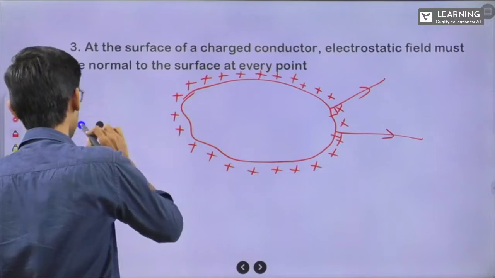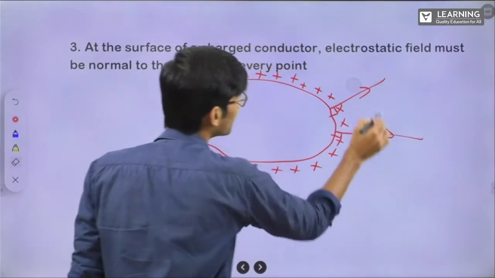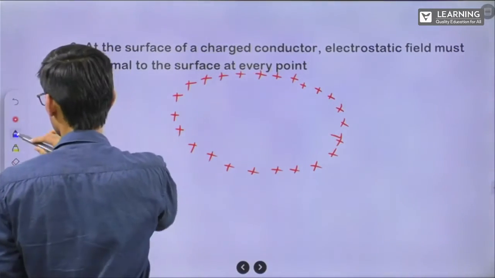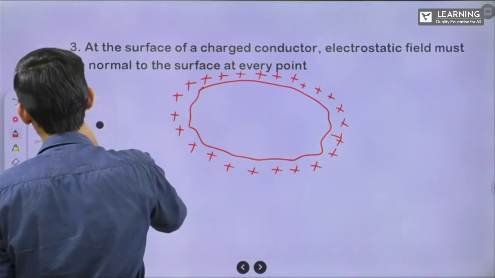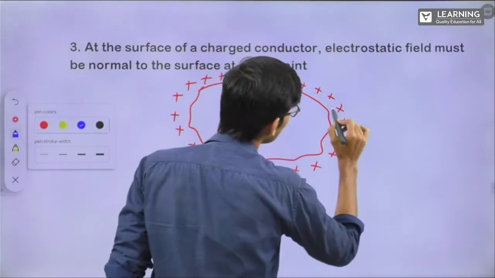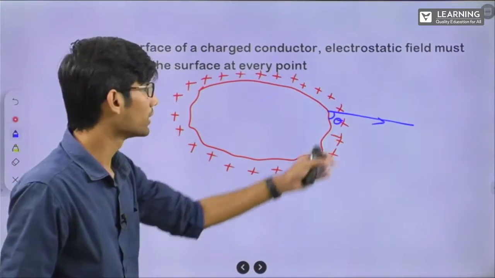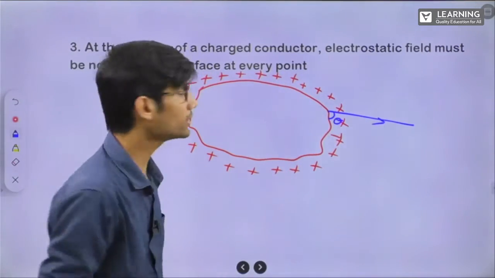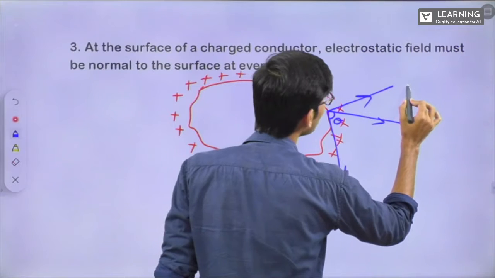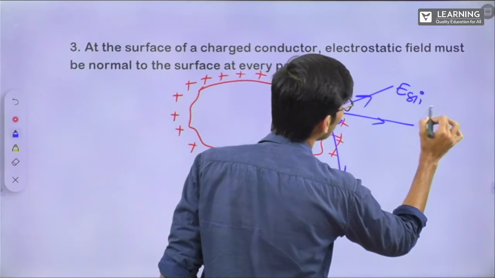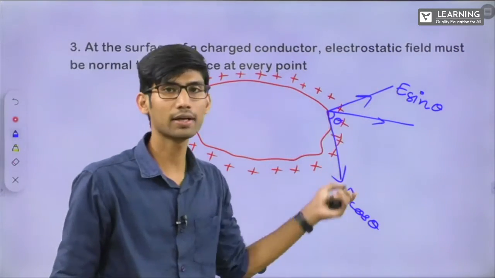Now let's say you are asking, why, sir, why is it so? Let's say they are not perpendicular. Let me make this at some angle. Let's say this electric field is at some angle theta. It will have two components: one perpendicular component and one horizontal component. The perpendicular component is E sin theta, and this will be E cos theta, correct?